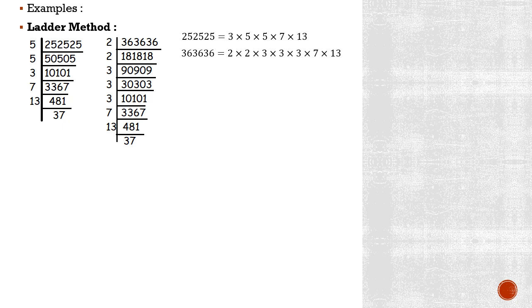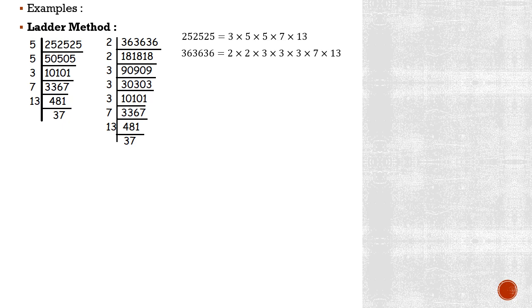Now someone may change the order, but that order is not important. I told you to start from 2, then go for 3, then 5, then 7, 11, like this, so that it will be better for you. And don't divide by any composite number. Let us take one more example.